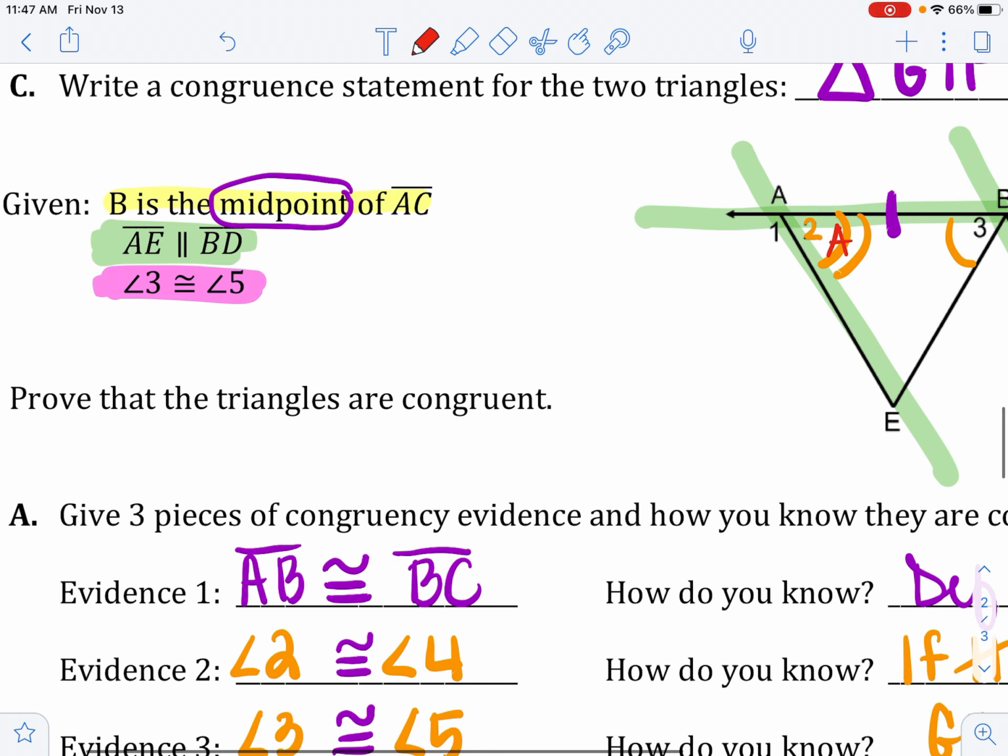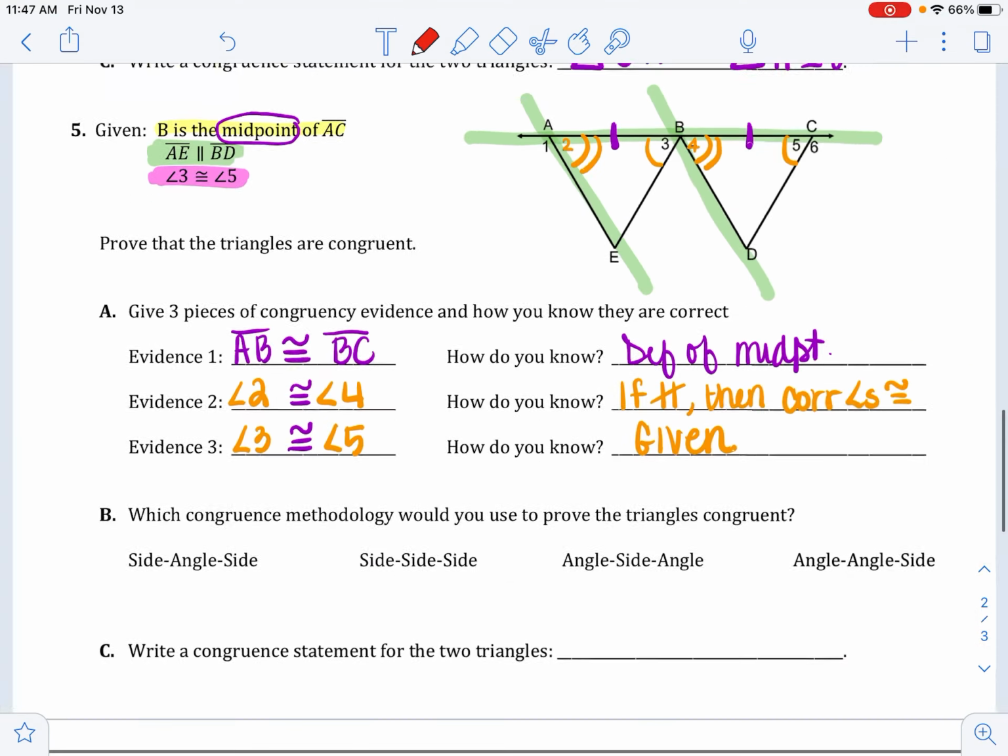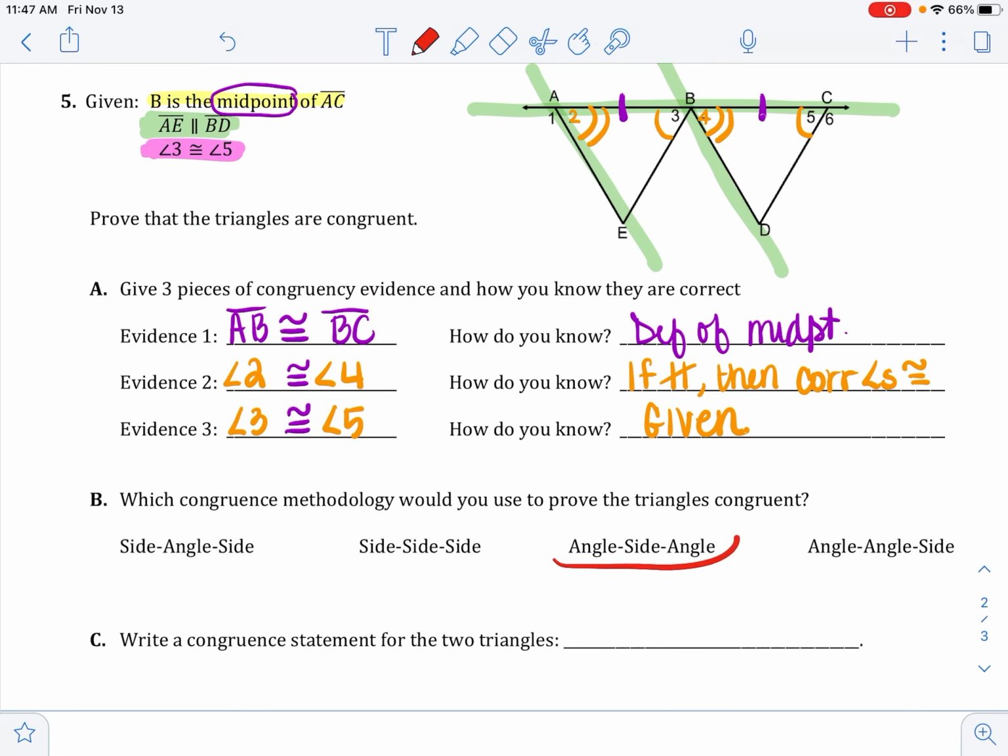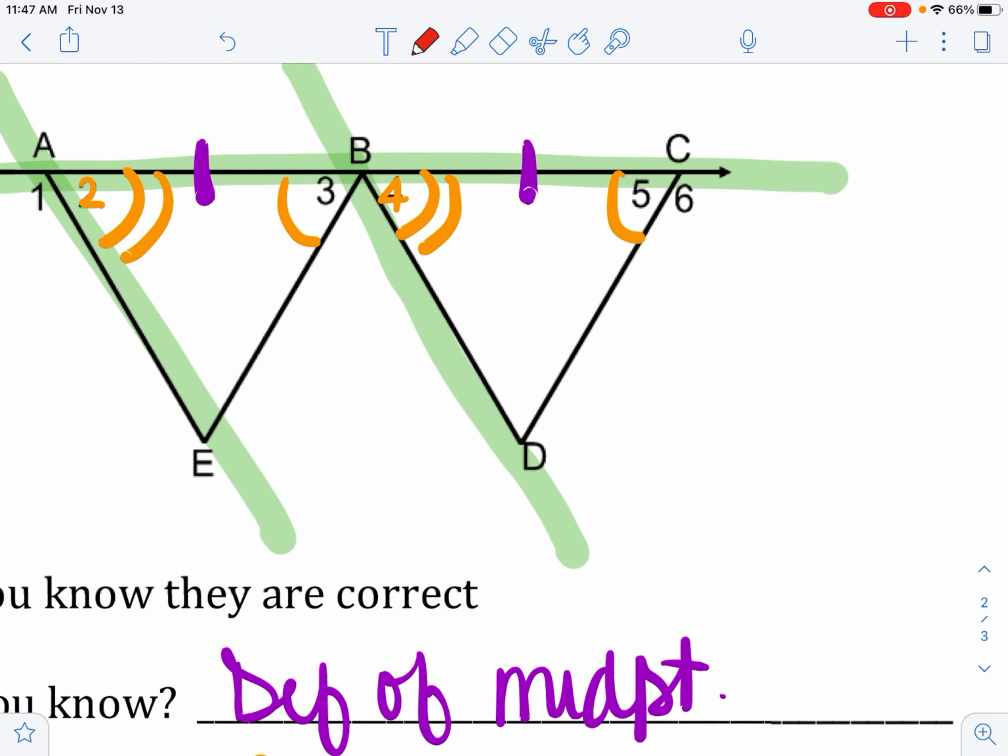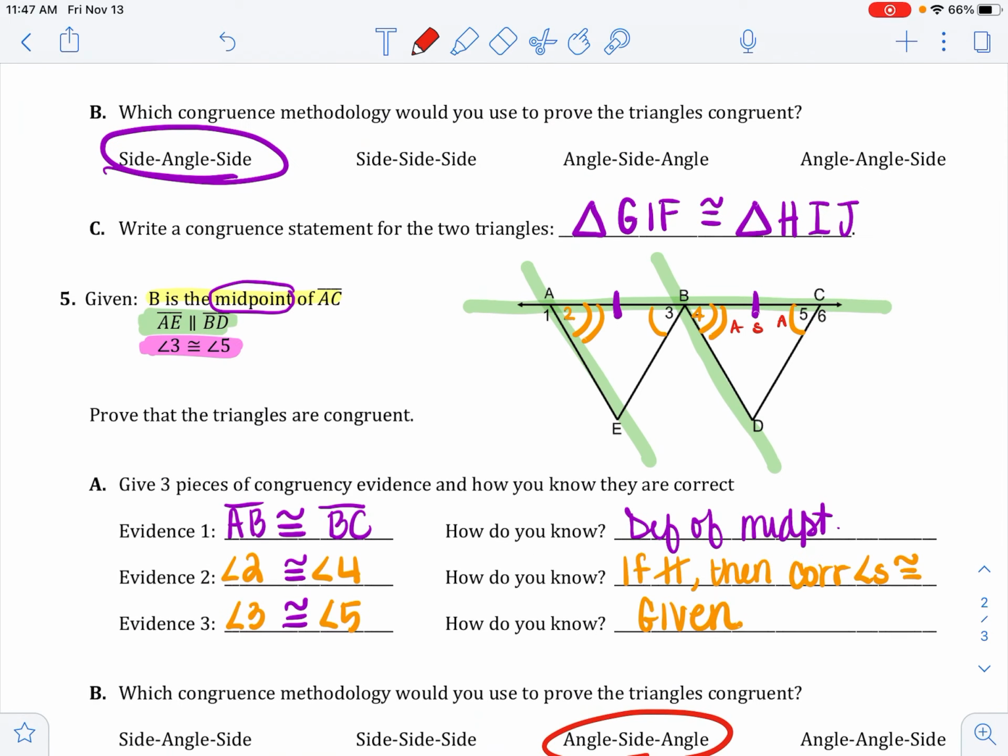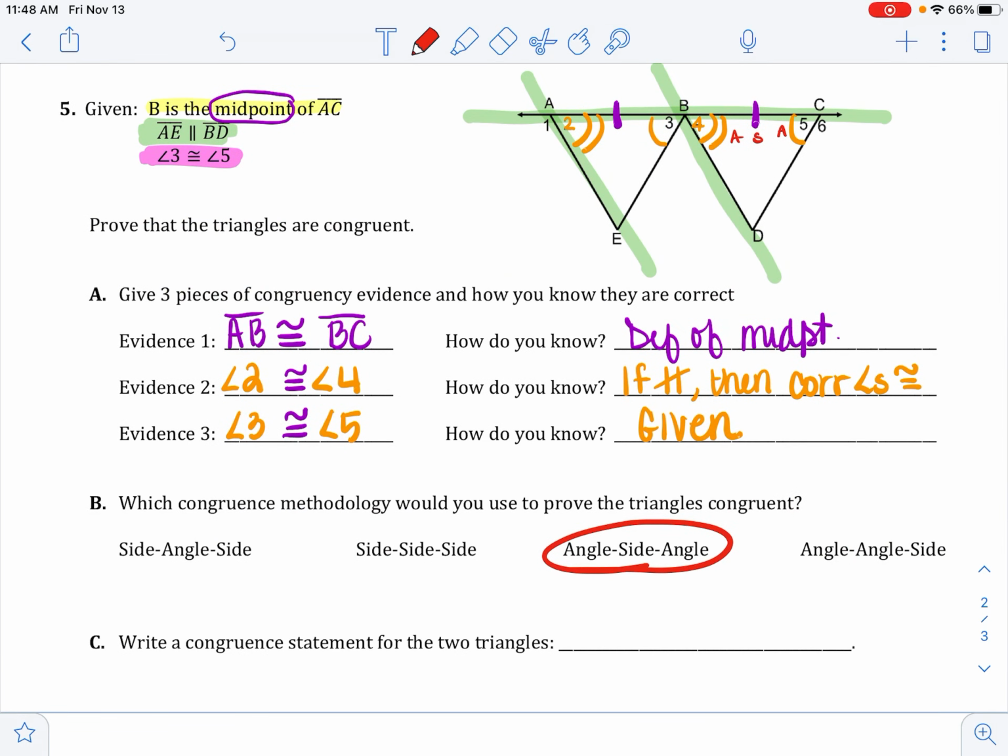Next, it says, which congruency method would you use to prove the triangles are congruent? So I'm going to look at each triangle individually. So this is an angle, and that's a side in between. Angle, side, angle. And I'm going to erase those because I know that they got in my way last time. There we go. So that was angle, side, angle. I'm going to circle it and then go check the other triangle. If I look here, angle, side in between, angle, side, angle.